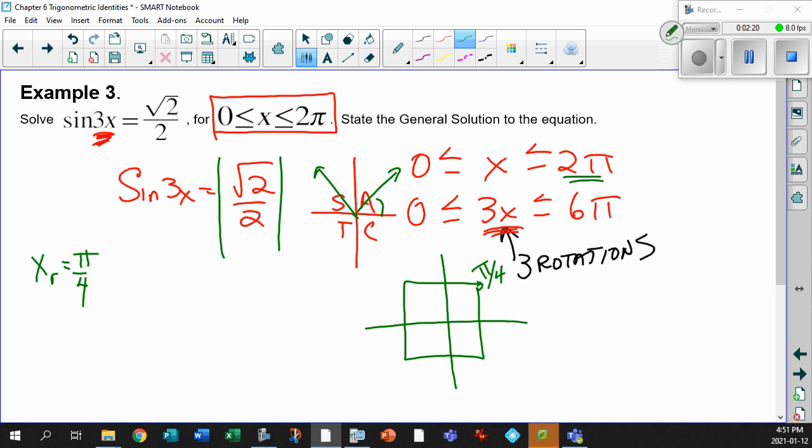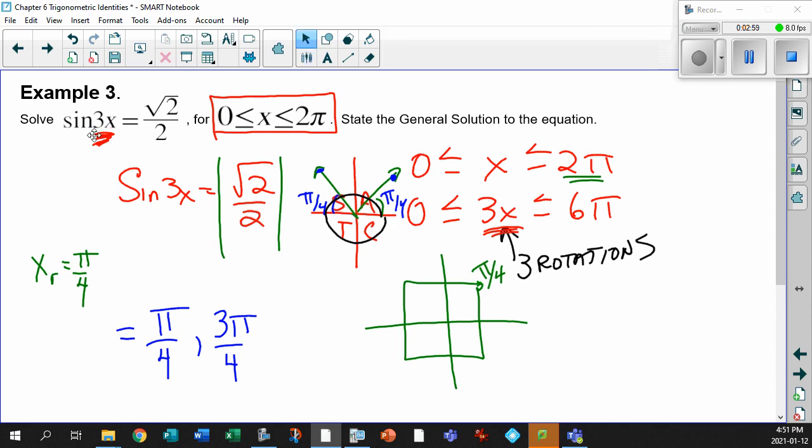I haven't figured out my 3x yet. Let me just do this simple first. So that's going to be at pi over 4. That's going to be at pi over 4. There's my reference angles. No different from what I've always been doing. So what is that actual point? Okay, so my actual point right now, that's pi over 4, right? That's going to be at 3 pi over 4. Got it? Right. That's only for 1 rotation, right?